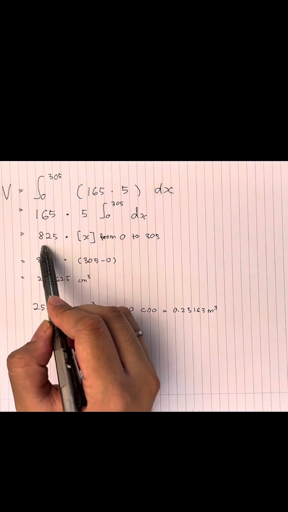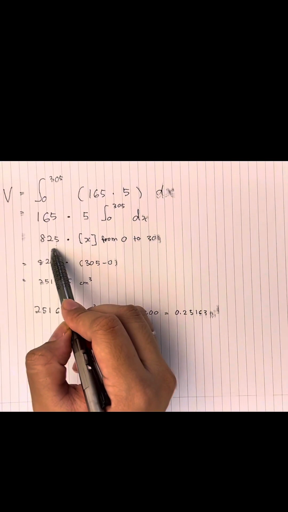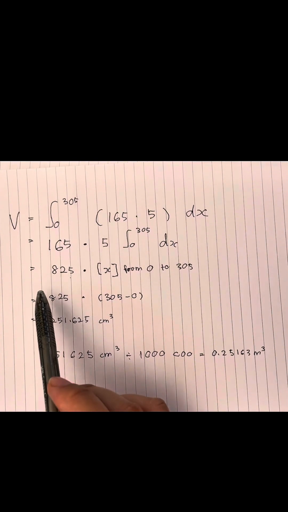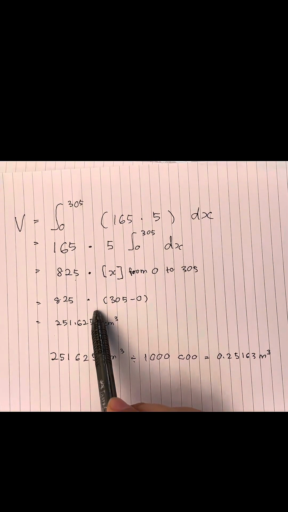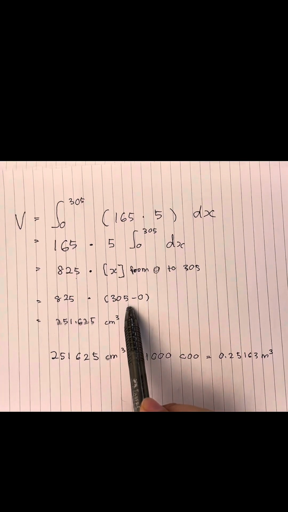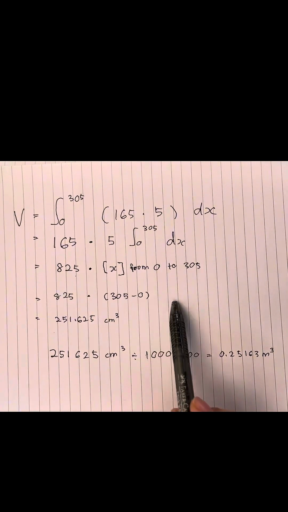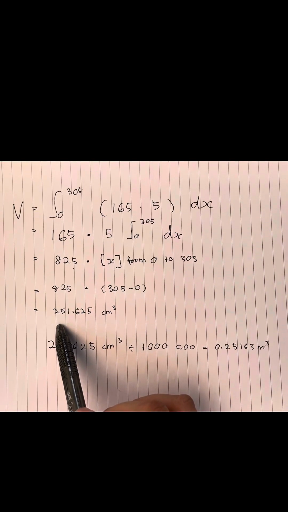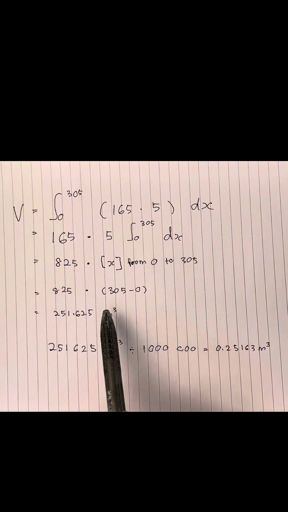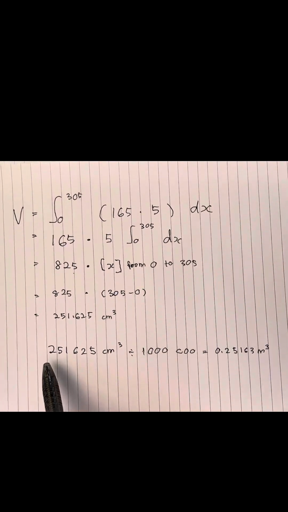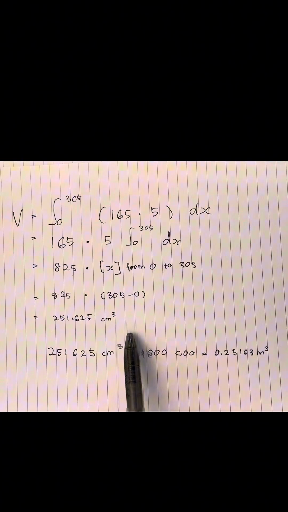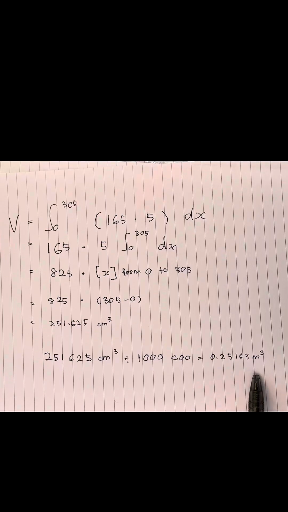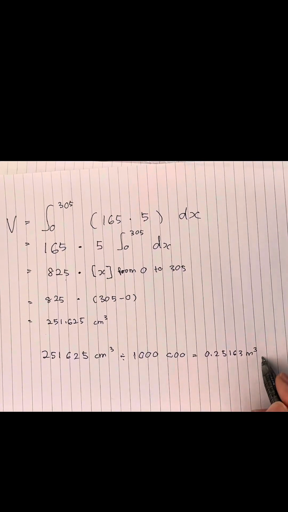dx. This simplifies to 825 times x from 0 to 305, which equals 825 times 305 minus 0, and then it will be 251,625 cubic centimeters. To convert to cubic meters, divide by 1 million, giving 0.25163 cubic meters. And this is the final answer.